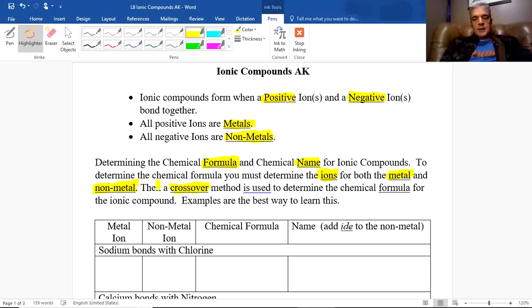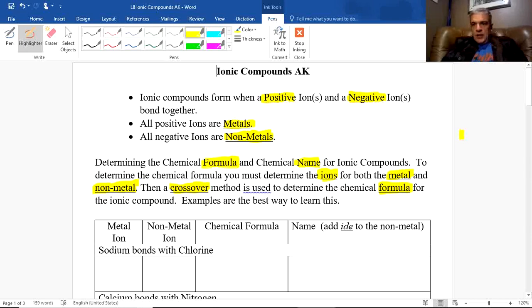Sometimes the best way to do this is just through a series of examples. Sorry, I missed highlighting one word here, chemical formula. We're going to determine that chemical formula. So we're going to do a series of examples here.